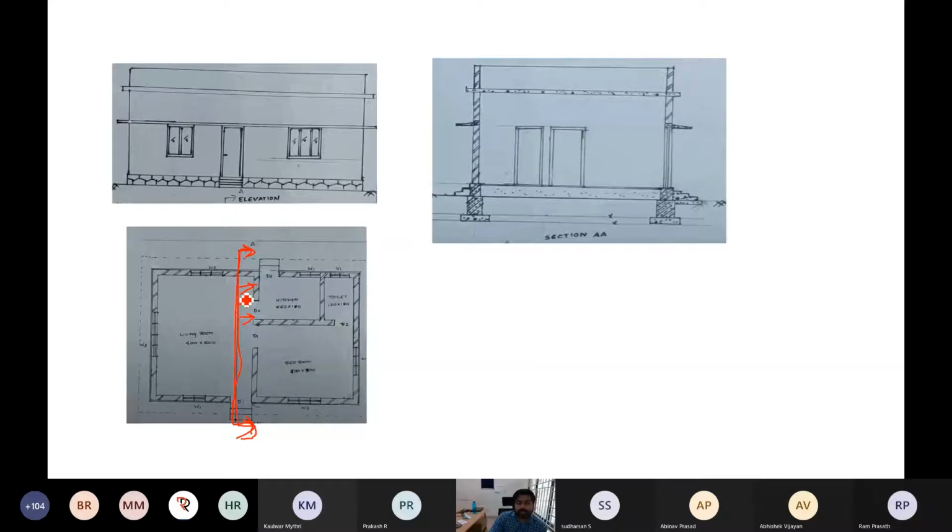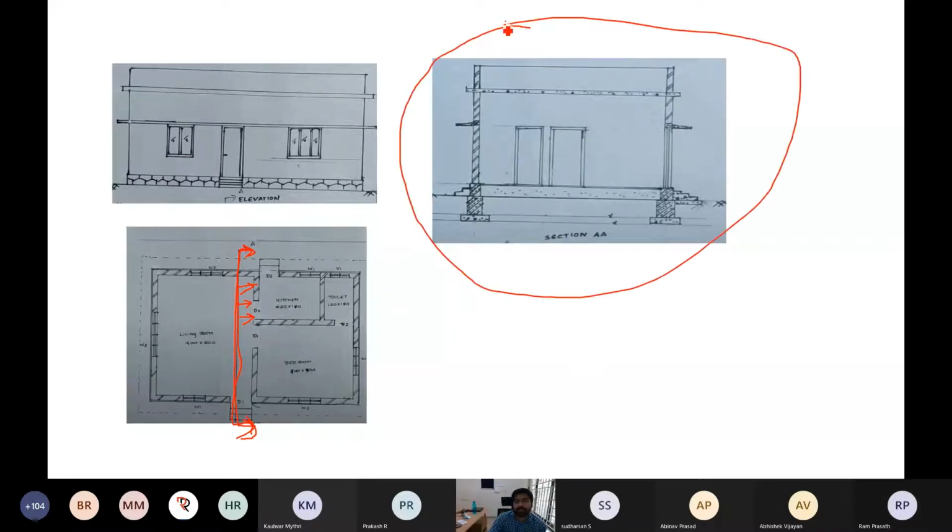When you do this section, normally in your drawing sheet it should be at the right top corner. This is your position actually. You need to place it there. You have to draw this section there.